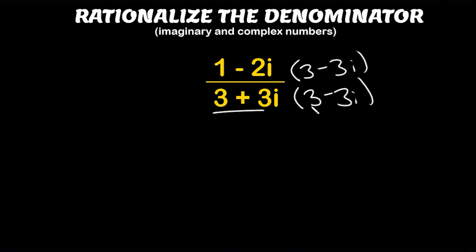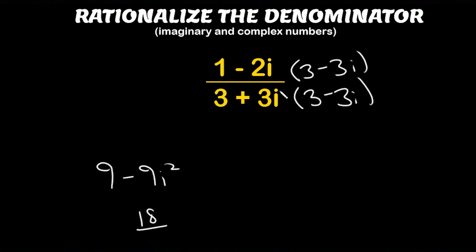So remember, this part right here, when we FOIL, outside and inside will cancel. So I'm going to be left with 3 times 3, which is 9. And then doing last, I get 3i times a negative 3i, I get negative 9i squared. i squared is really negative 1. So I'm doing negative 1 times a negative 9. That's positive 9. 9 plus 9 is 18. So in my denominator, I have 18.